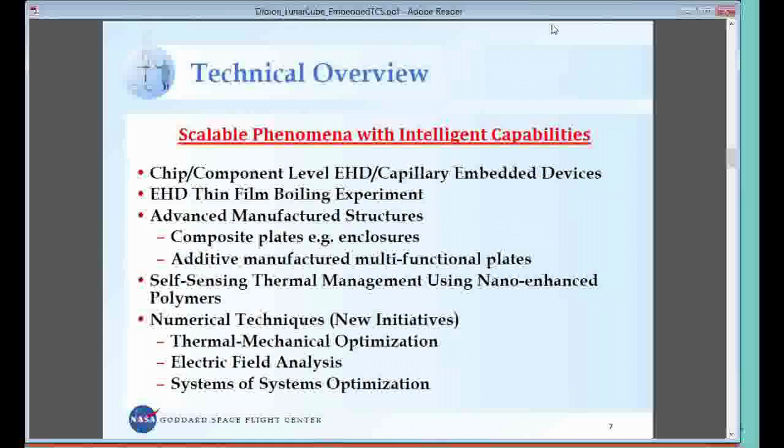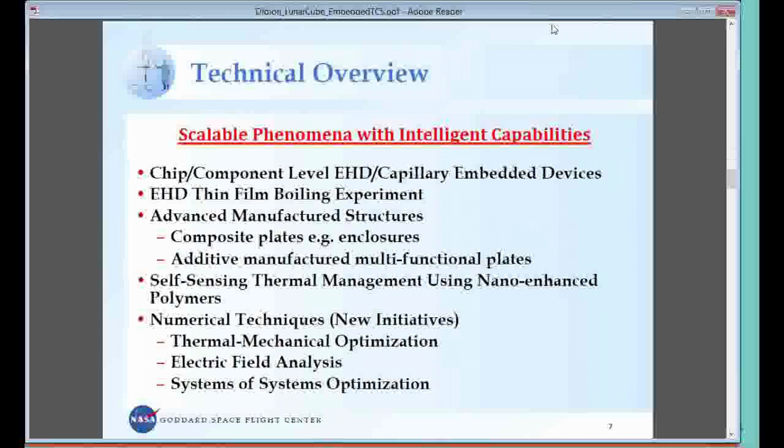Again, the self-sensing stuff, and I'll talk about that at the end. And I'd like to get into, but we haven't quite gotten into it yet, numerical techniques. So looking at optimization, electric field analysis, and systems optimization. Next chart, please.